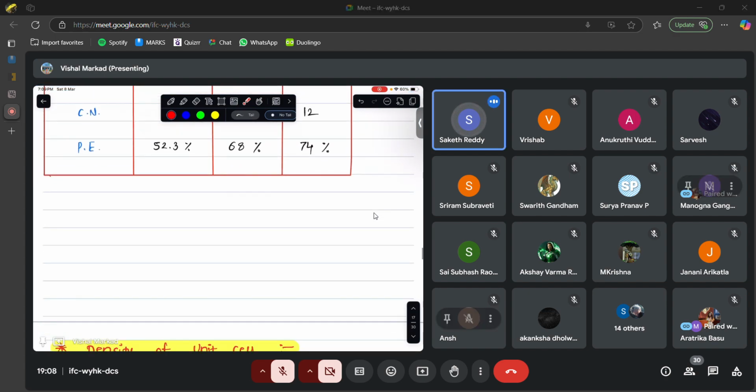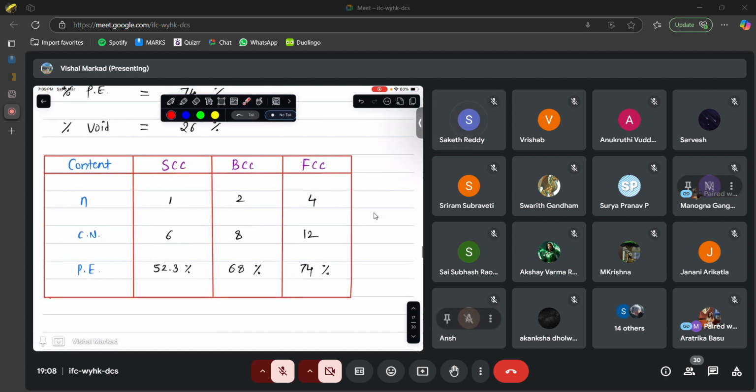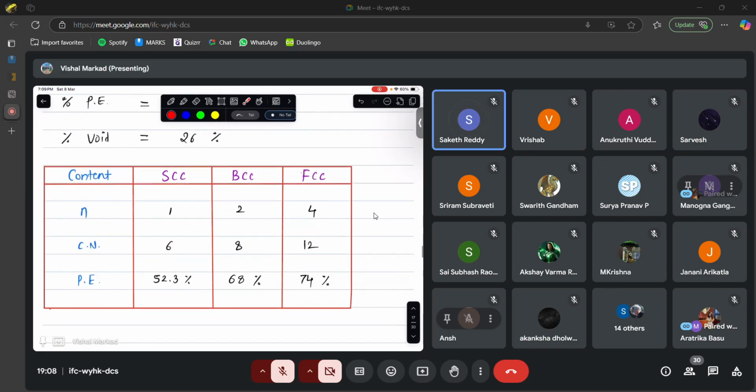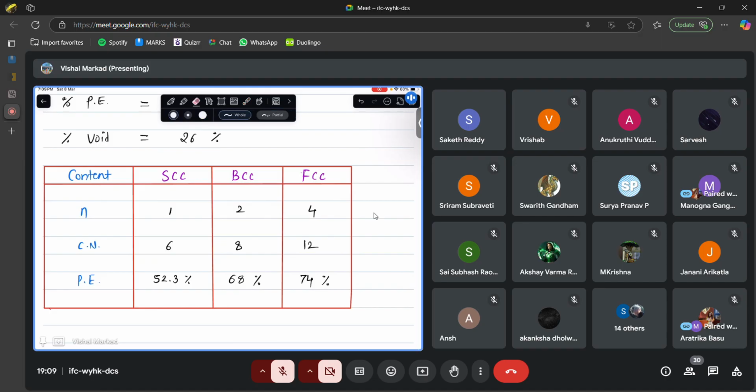Sir, can you tell how you remember the percentage values again? See, SCC, S looks like 5, 52. Now there is confusion between BCC and FCC, whether 74 belongs to BCC or FCC. Now in 68, the 8 looks like B. So 68 belongs to BCC. Then obviously 74 will be for FCC.